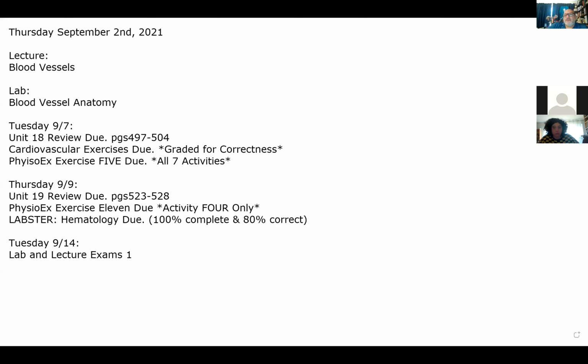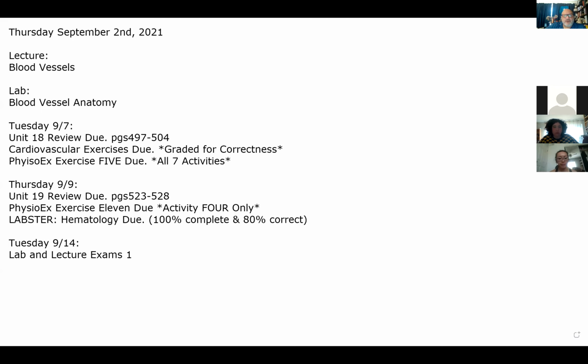We still have a handful of assignments due. You have 2 more unit reviews due. You have 2 more PhysioX activities, 5, which has 7 different activities to it, and a PhysioX exercise 11, where you're only doing activity 4 involving the blood. We also have another lab simulator, the Labster hematology, that is due. And remember, for full credit, you must complete the entire activity and get 80% correct.